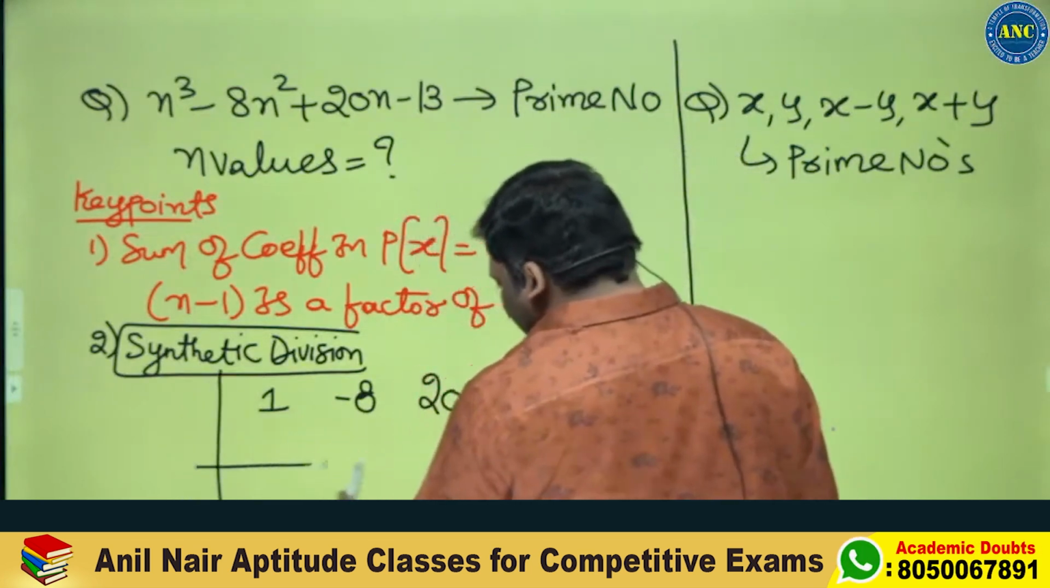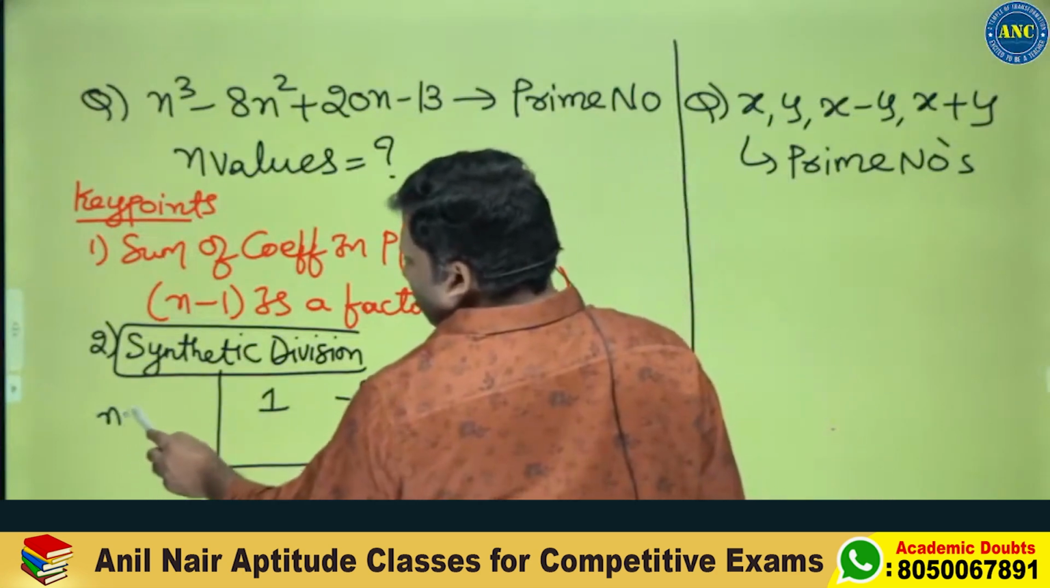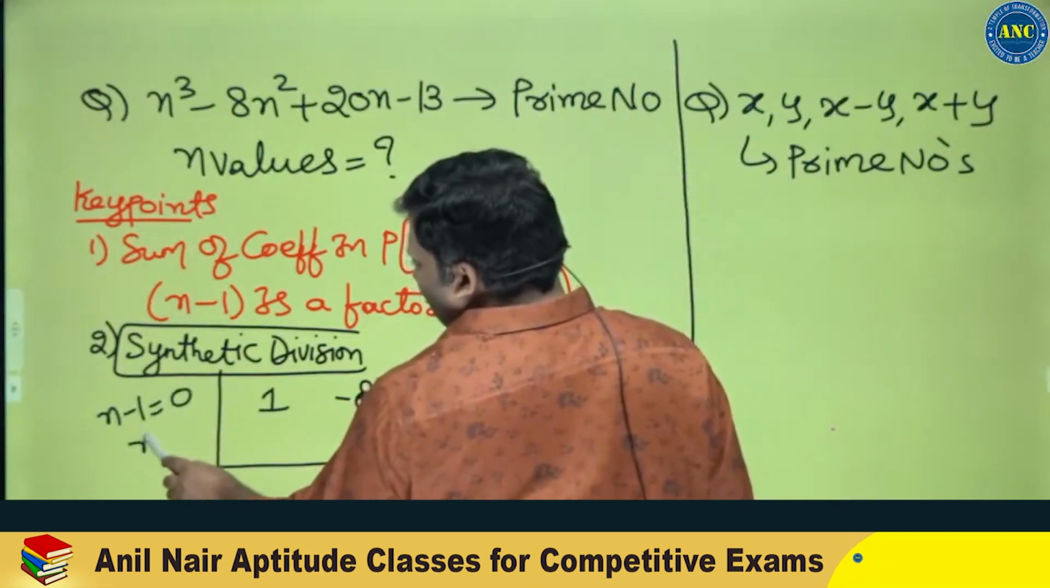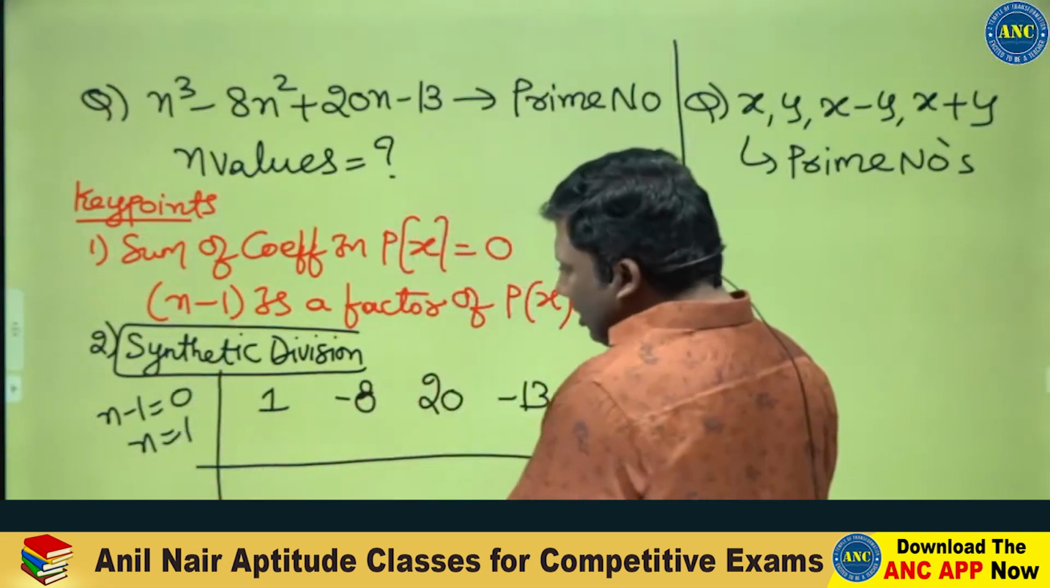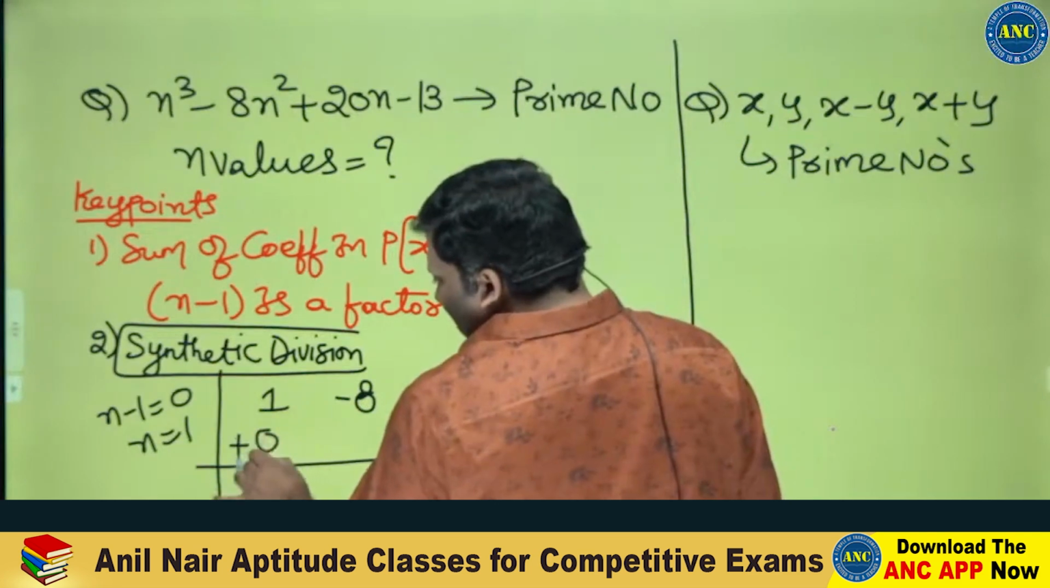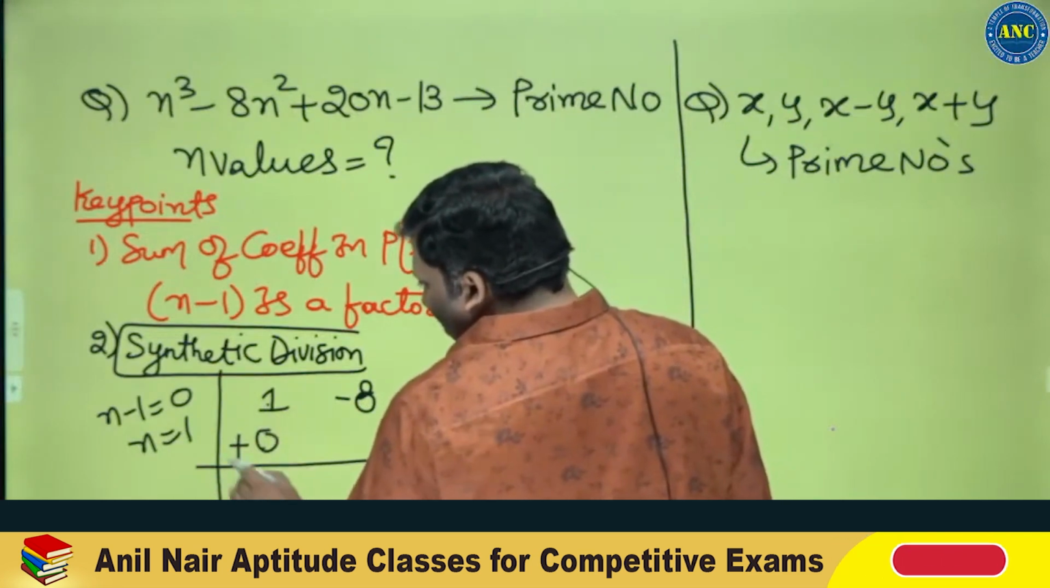It is divided by n minus 1. So n minus 1 equivalent to 0, n equivalent to 1. Start with 0. Add this. 1 plus 0 is 1. 1 ones are 1.